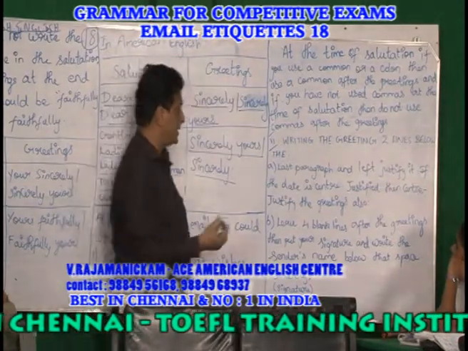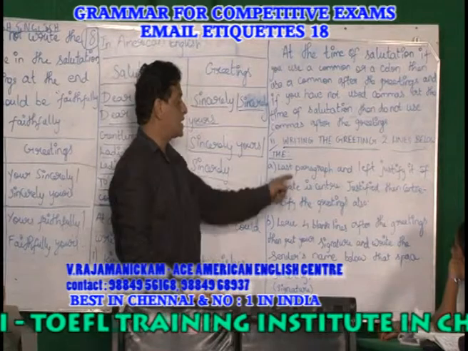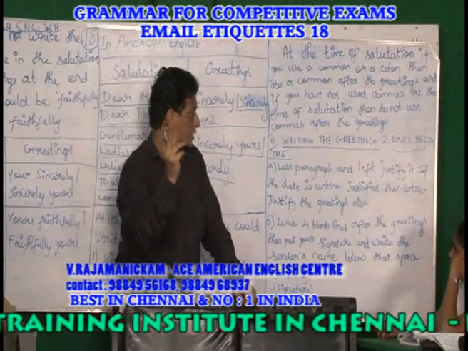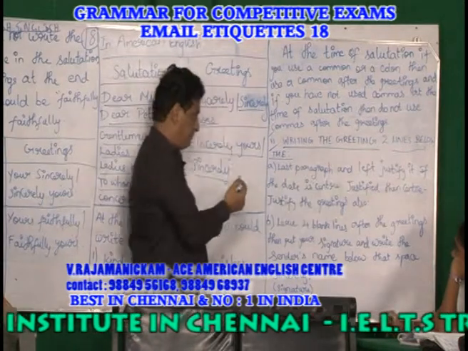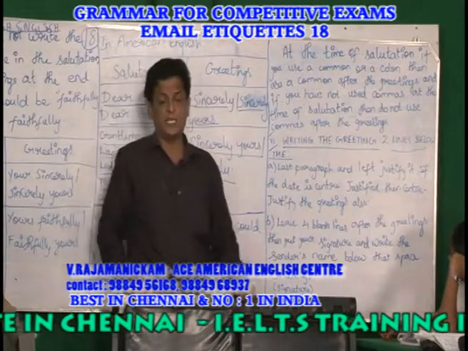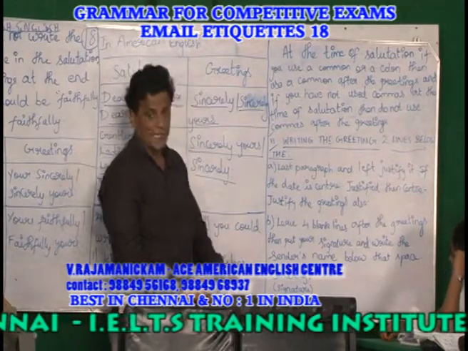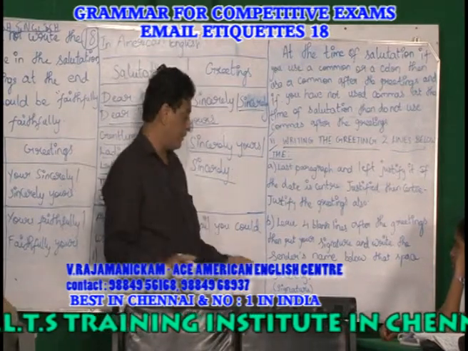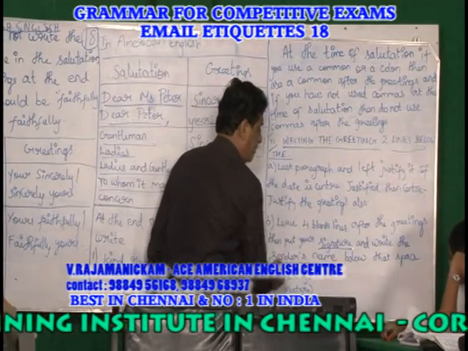Very important. Next, write the greeting two lines below the last paragraph, at the end of the letter. For example, if the last paragraph is left justified, and if the date is center justified, then center justify the greeting also. Leave four blank lines after the greeting. After the greeting, like With regards, you are ending the letter. After that you leave four lines, then put your signature and write the sender's name below that space.